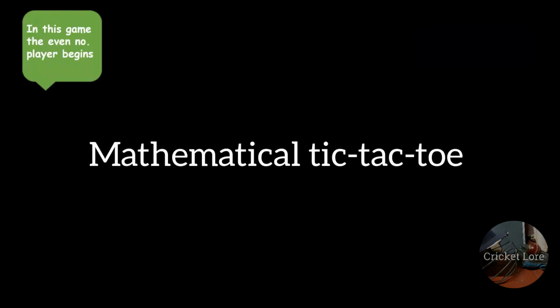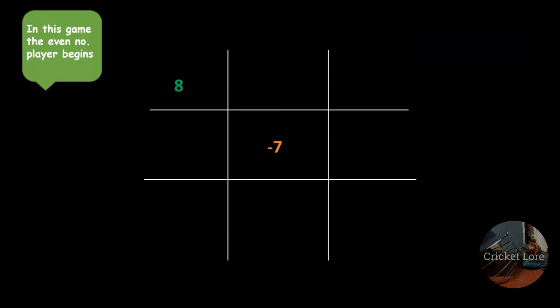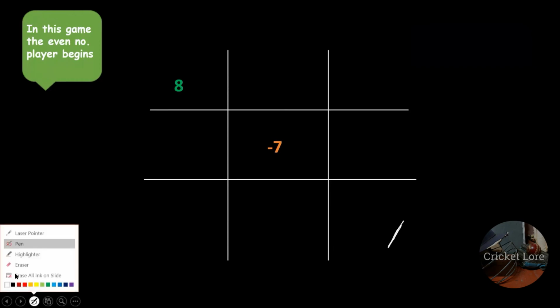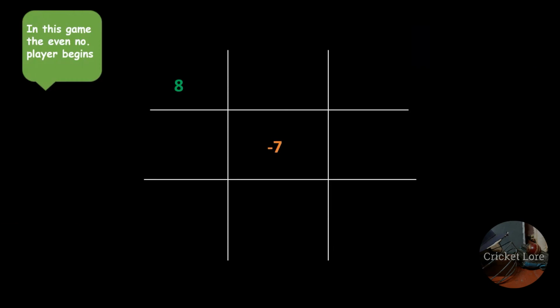Let us now see double attack for mathematical tic-tac-toe. Let us put the 3 by 3 grids just like this. So in this game, the even number player begins. So he or she puts plus 8 in this grid. Now the odd number player puts minus 7 in this grid. If you notice, the odd number player is forcing the even number player to put something in this grid, because 8 plus minus 7 is equal to 1.